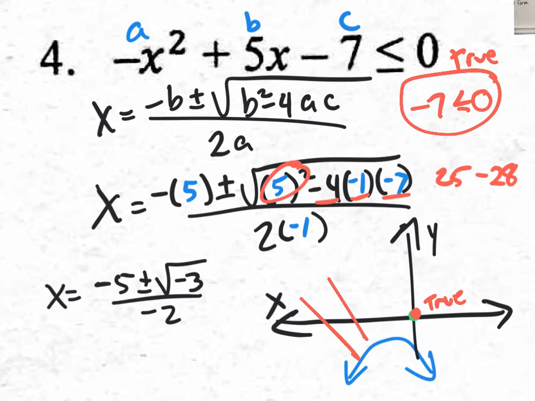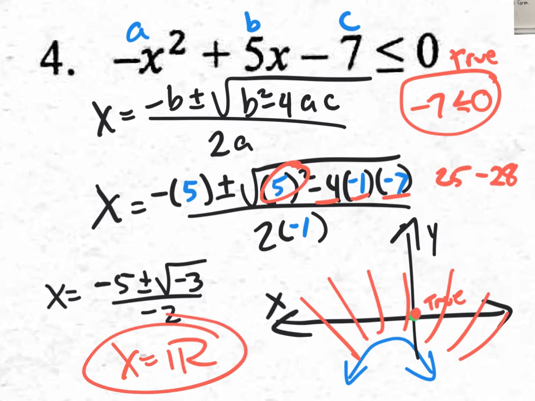So when you shade in the outside, that's thinking about the entire xy plane, the entire graph. Let's just focus in on the x values on the x number line. What are your answers? All real numbers. So x equals all real numbers. That's your answer for that quadratic equation.